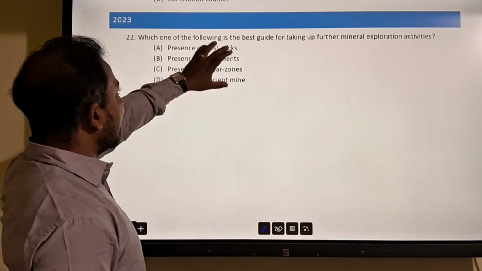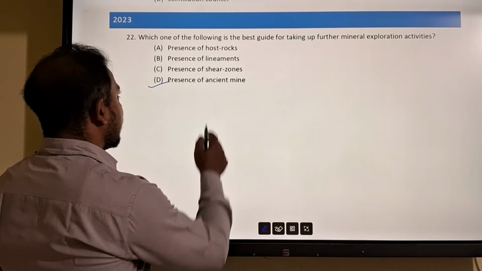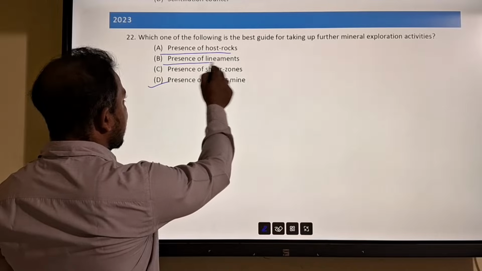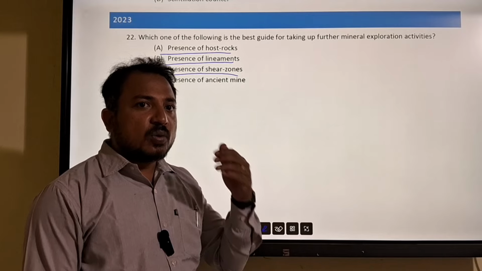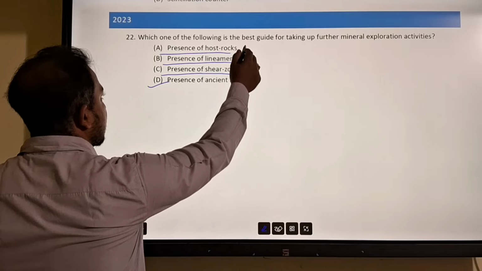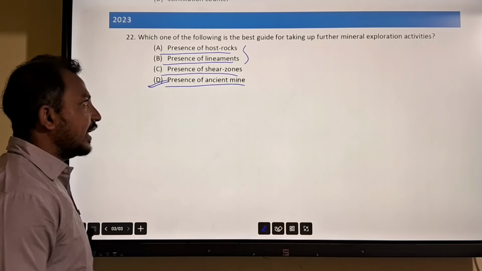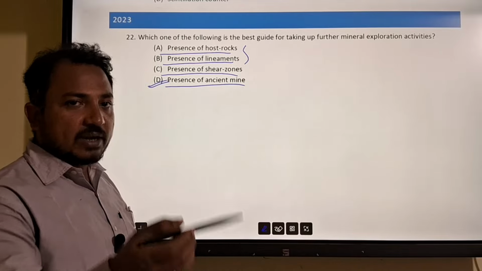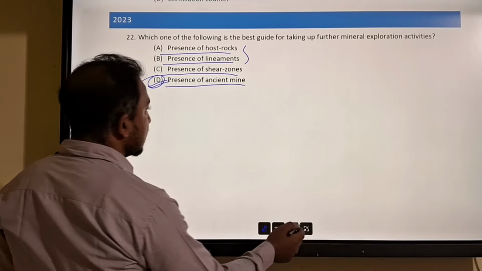Other conditions are not indicative of any deposition. They are the presence of host rock, presence of lineament, presence of shear zone. There is no confirmation of deposition in these conditions. So here there is a confirmation. That's why it will be much easier, so that we can take further exploration activities. So this will be the answer, presence of ancient mine.